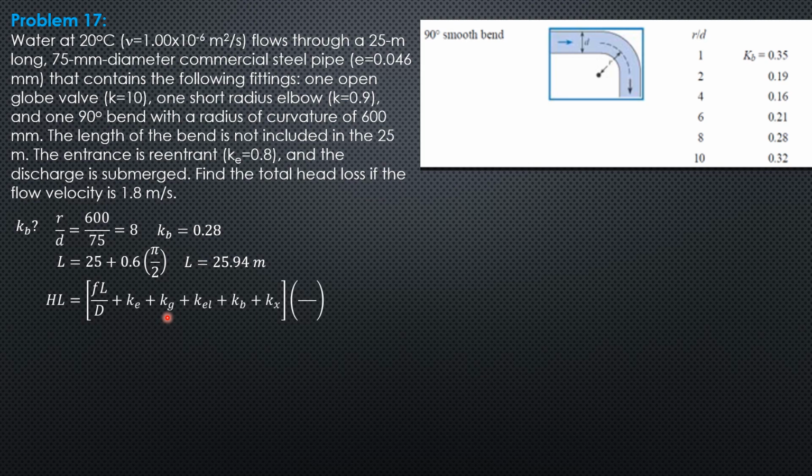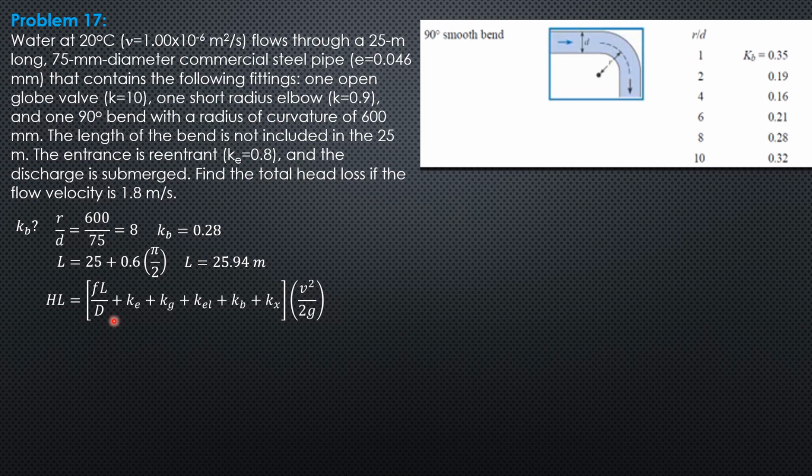The head loss therefore consists of friction plus entrance, loss coefficient at entrance, loss coefficient in head loss due to valve, then elbow 0.9, K of bend, which we have just computed 0.28, and from this table, and at submerged exit, which is equal to 1 of the velocity head.